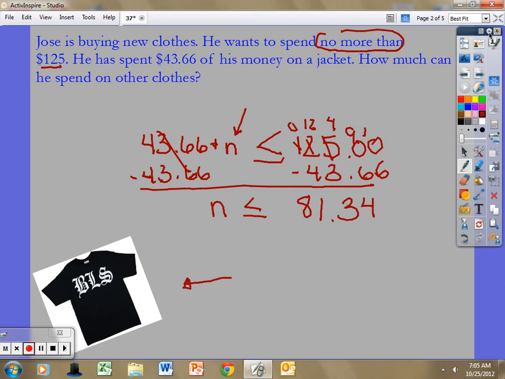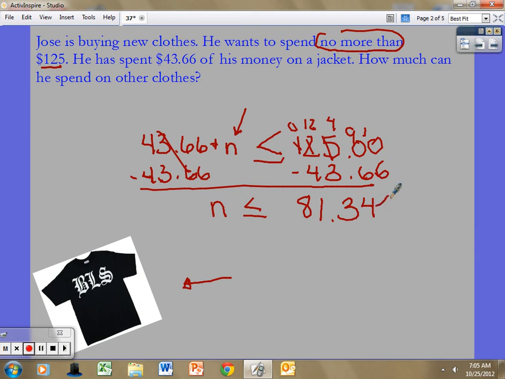Now to check this, I can always substitute this back in. Add these two together, and I should get $125. Again, Jose cannot spend more than, but he can spend equal to $81.34.